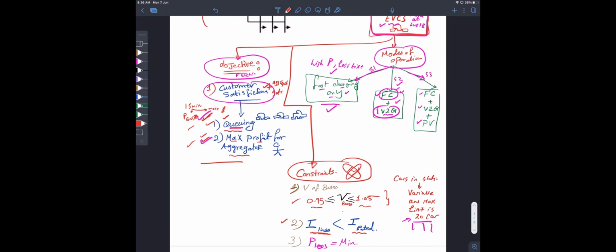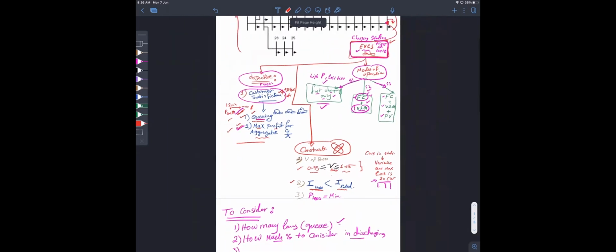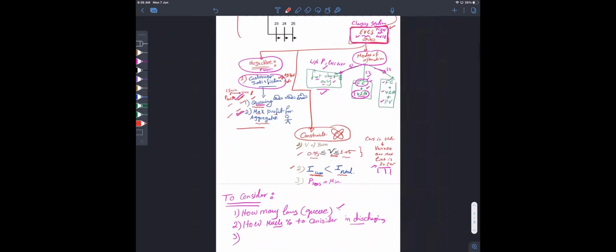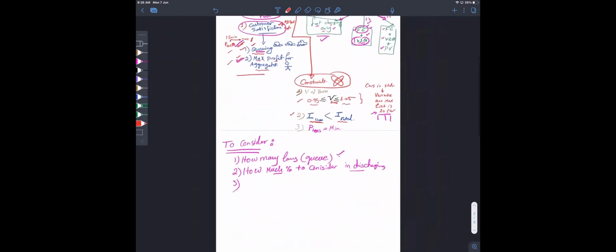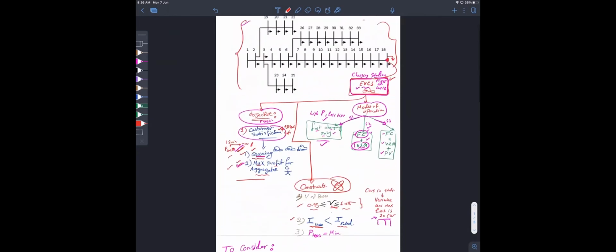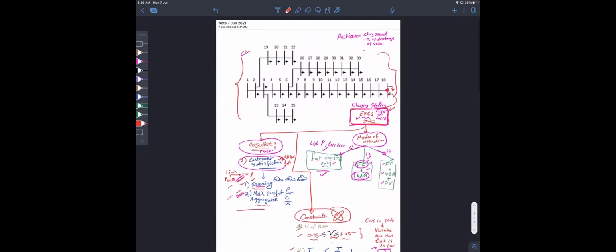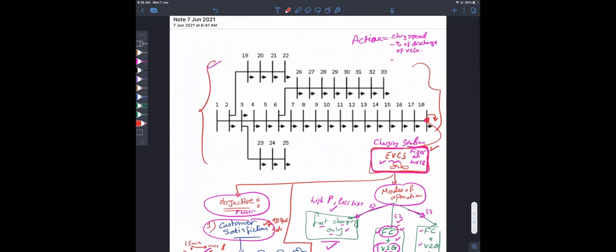Okay, just zoom out the picture. Scroll up, scroll down, down, down. Okay, sorry, scroll up. Just show me the IEEE 33 bus network. This one, yes.